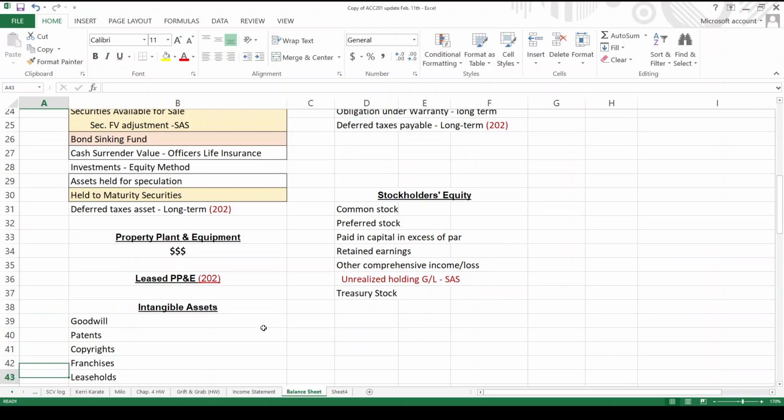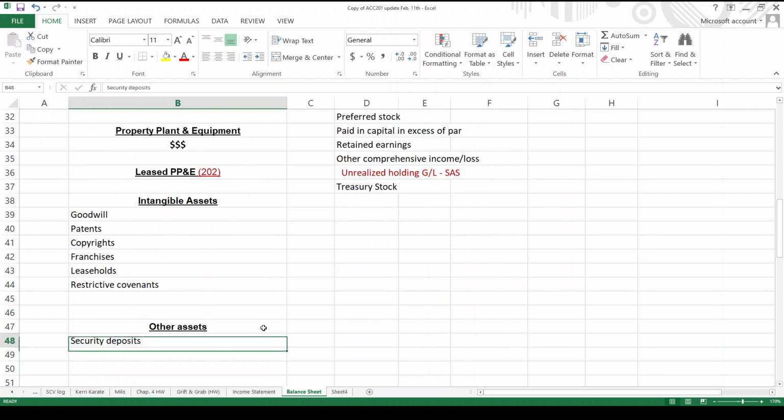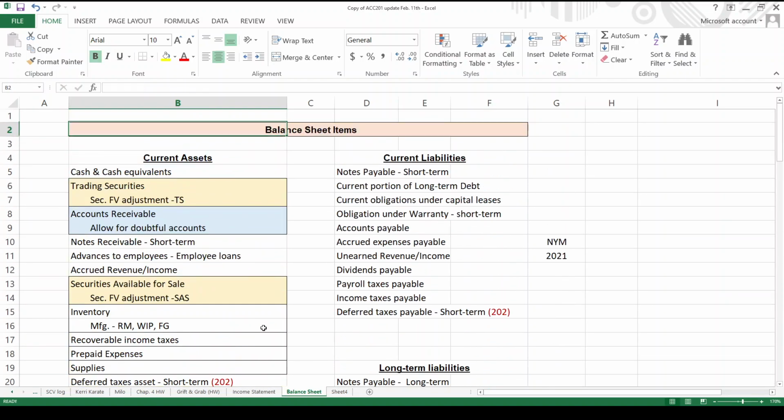Okay, so there you have a description of these different items, which will come in handy when we look at our adjusted trial balance. We should be able to fit all of our amounts in here somewhere, and hopefully it adds up.